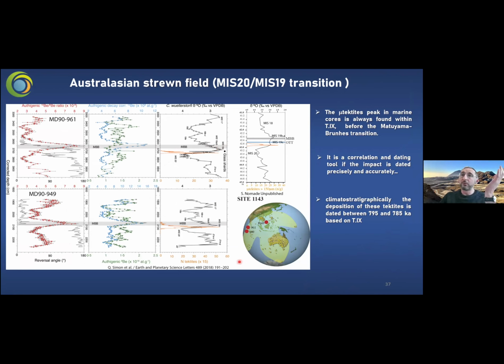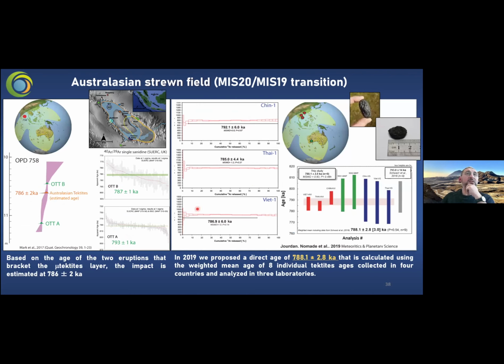Therefore, for all the cores and all the records you have below this umbrella, it's a very powerful correlation tool if it's precisely and accurately dated. Of course, climatostratigraphically, as it is in termination 9, the age was estimated between 795 and 785 kiloyears. Can we do better? In 2017, Mark et al. proposed an age based on the 2 tephra layers bracketing the tektite layers in this core, at 786 kiloyears. Of course, it's not a direct age.